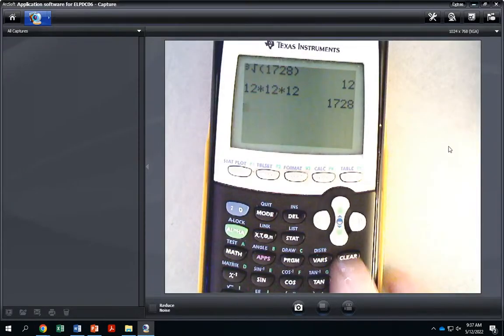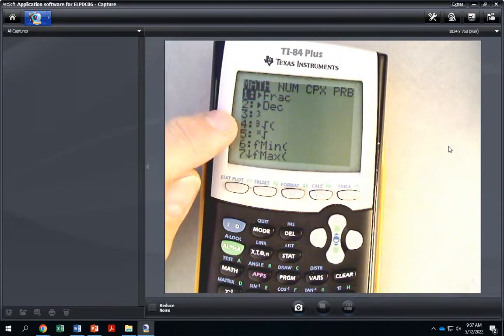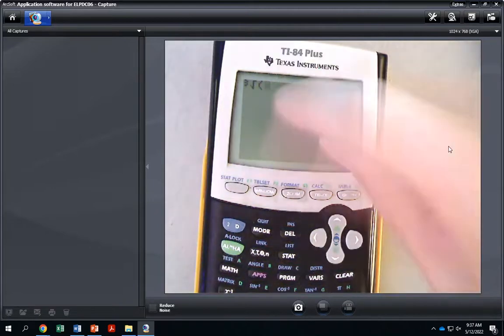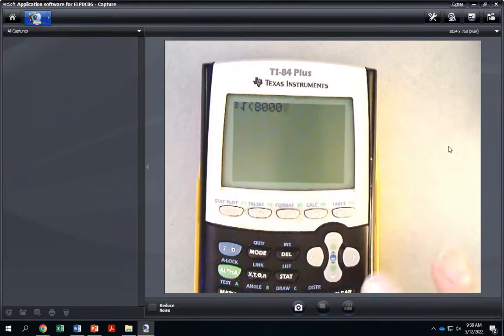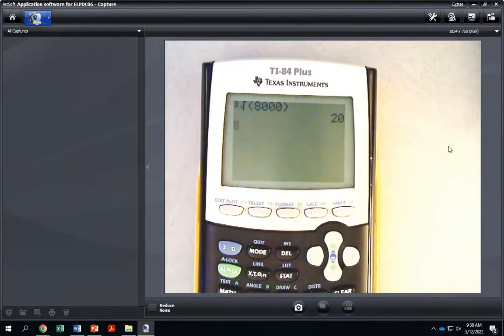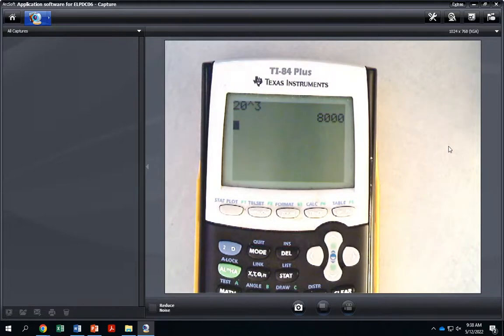That sounds pretty right. Again, you're going to press math, which is under alpha. Number 4 is the cube root. Make sure you got that in there, not something else. And then you got to put the 8,000 in there. And look at that, it is 20. Amazing. Because you know that 20 cubed is 8,000, right? So the cube root of 8,000 is 20.